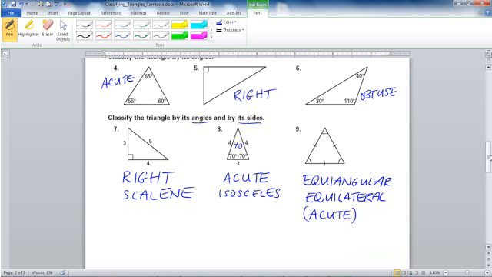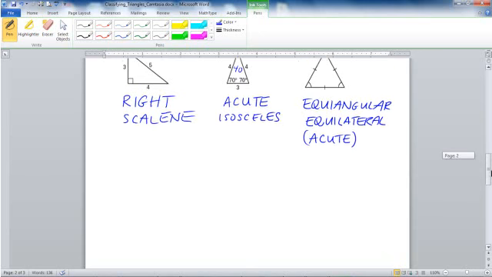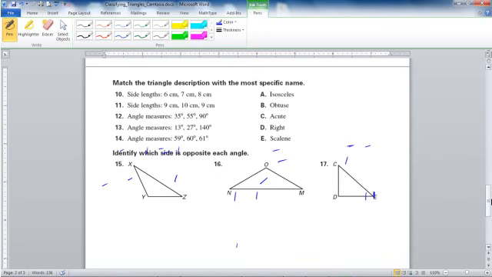Alright, so again, we classified by angles first, then by sides, and then you might be asked to classify by angles and sides. So for here, we're going to, first of all, take away all those marks. We're going to classify or match the triangle description with the most specific name. So look at my side lengths, 6, 7, and 8. That is scalene. Side lengths 9, 10, and 9, up 2 together there, so that's isosceles.